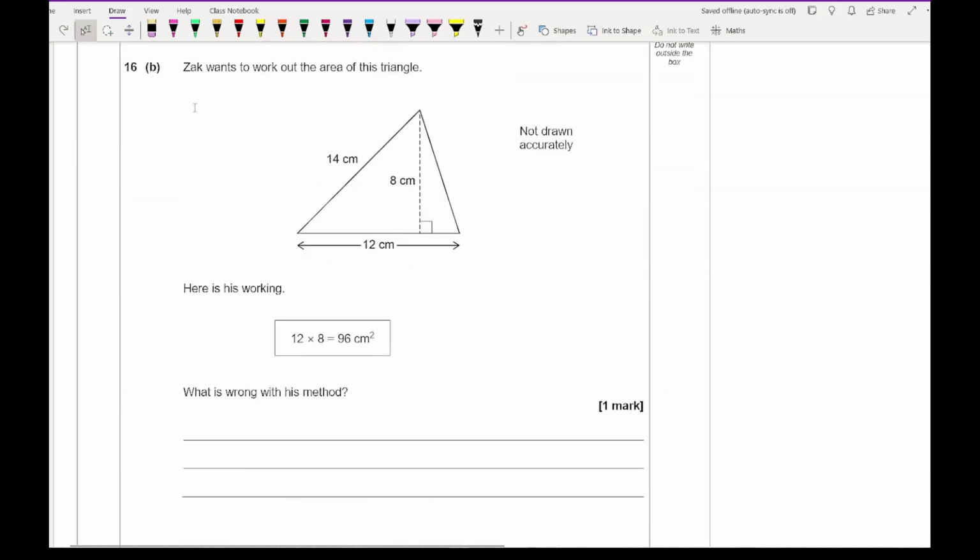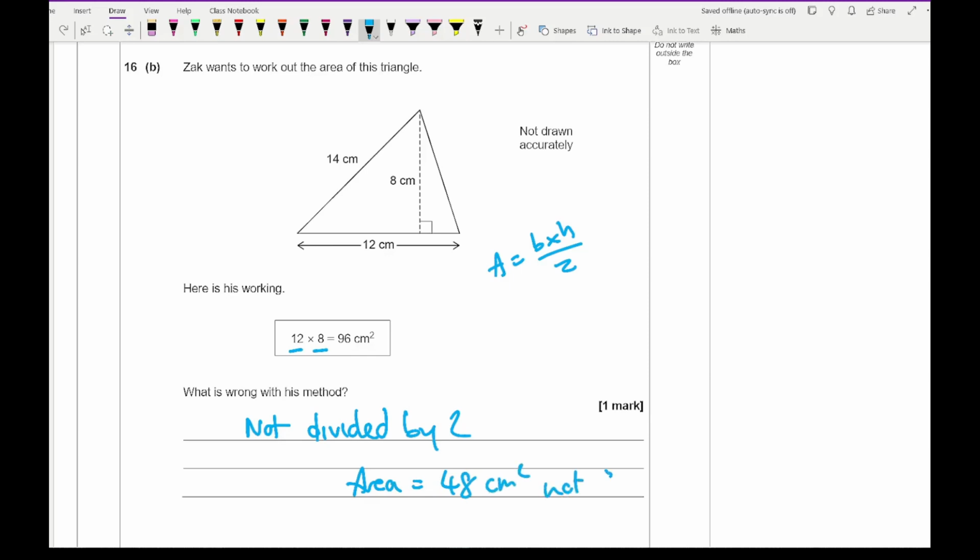Looking at question 16b, it says Zach wants to work out the area of the triangle. Here is his working out. Where has he gone wrong? Well, the area of a triangle is base times height divided by 2. What's Zach done? He's done the base times the height, but he's not divided by 2. So that's all we need to do. So just say that he's not divided by 2. Area should be 48 centimetres squared, not 96 centimetres squared.